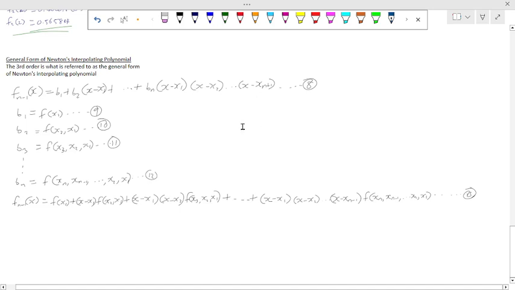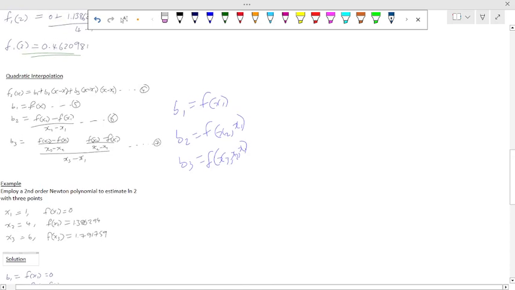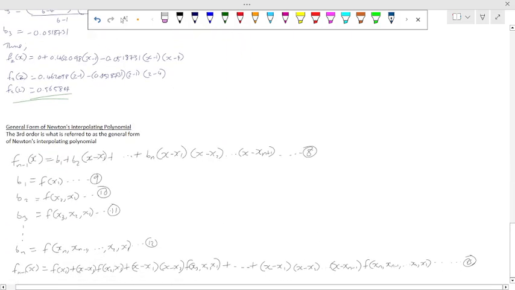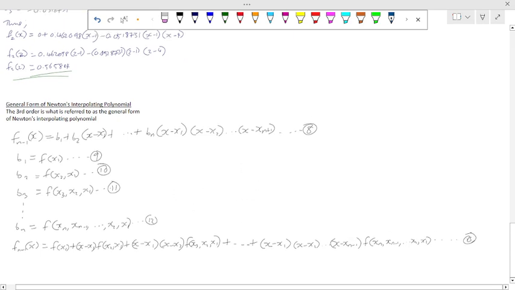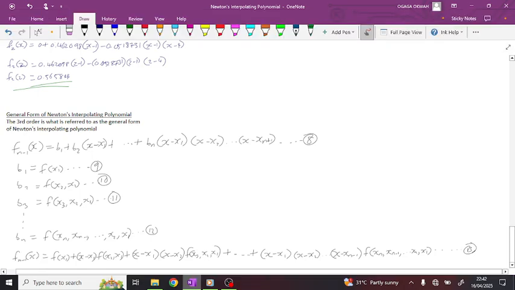In the other formula, we stopped at b3. But in this case, they continued like b2 to bn, continuously. That's just the difference. And our b3, we stopped at f of x3, x2, x1, but they continued down. So that's just the difference with that.